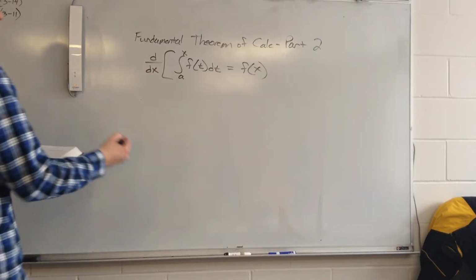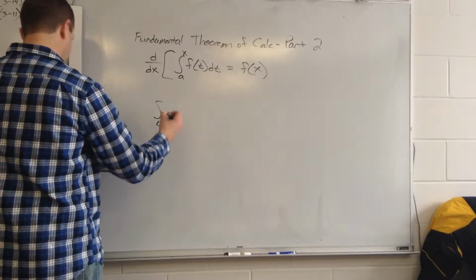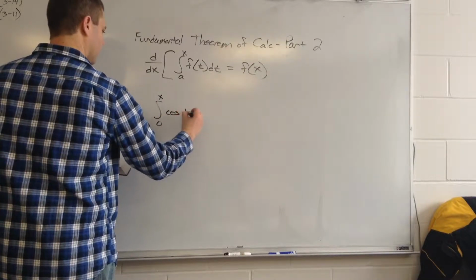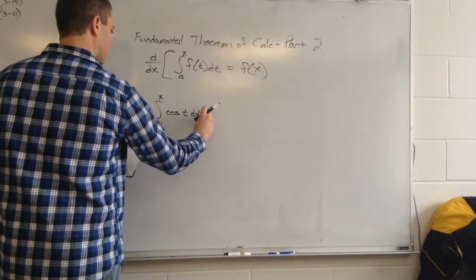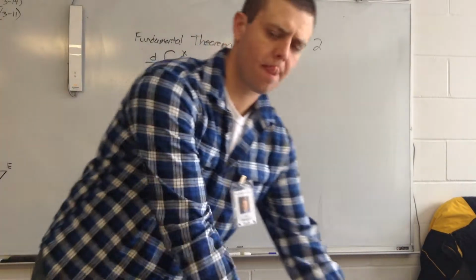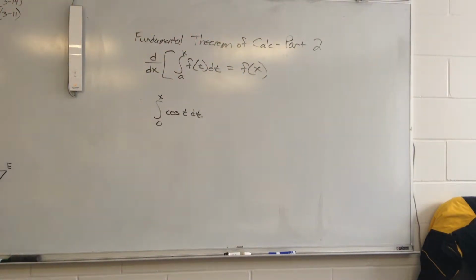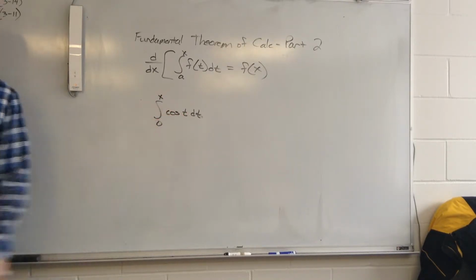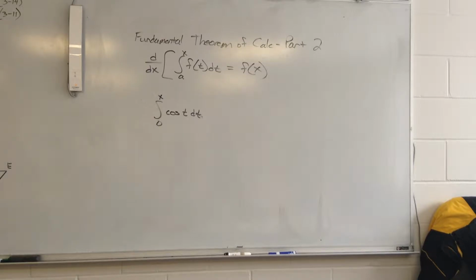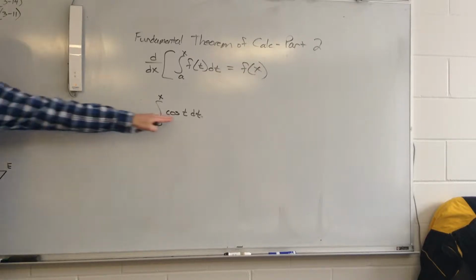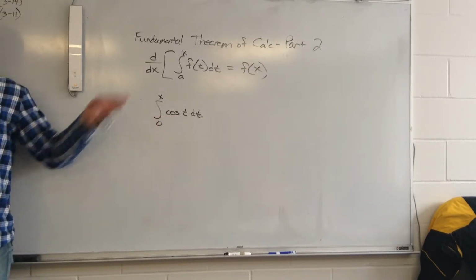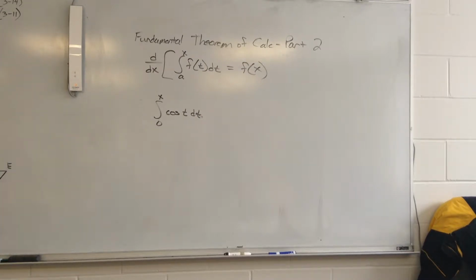I'll do it through an example. Let's say we got the integral from 0 to x of cosine t dt. What is this asking you to find? Geometrically, what is it asking you to find? The area under this curve from 0 to x, where we don't know what x is.